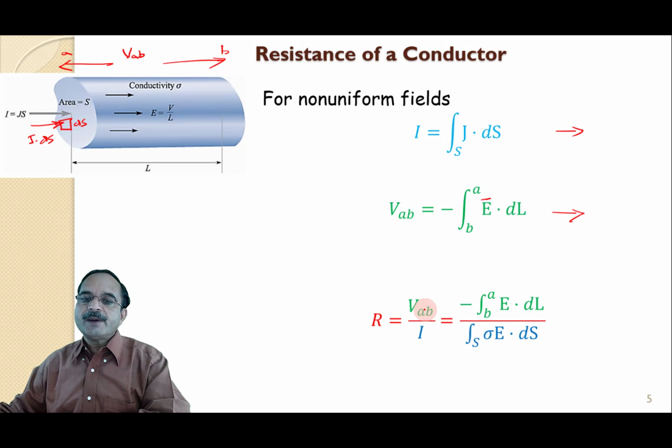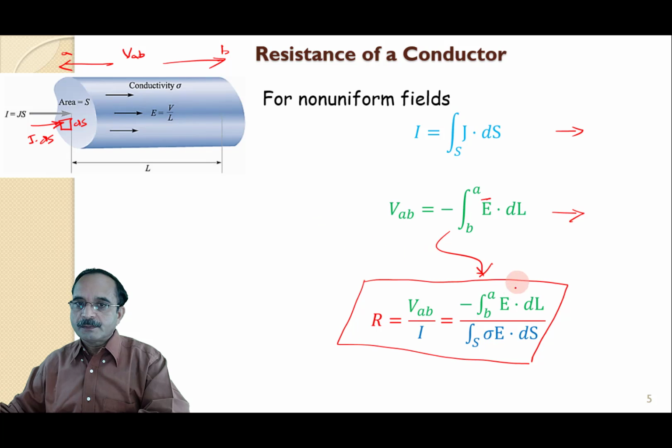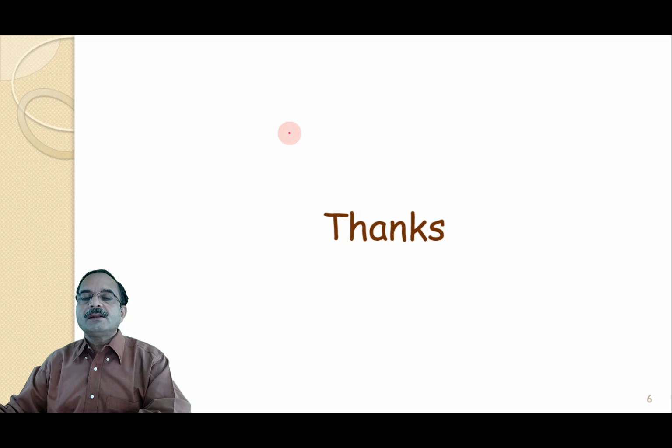So resistance is voltage divided by current. So we substitute this equation here for voltage and the equation for current here. So this gives me the equation for resistance of the conductor when the applied electric field is non-uniform. So it is the ratio of minus integral from B to A of E dot dl divided by the surface integral of sigma E dot ds. So J we substitute as sigma E here. So this is about the resistance of the conductor under the influence of uniform field and non-uniform field.